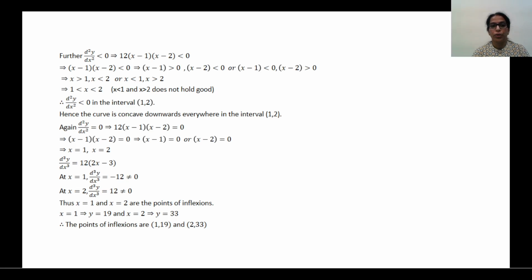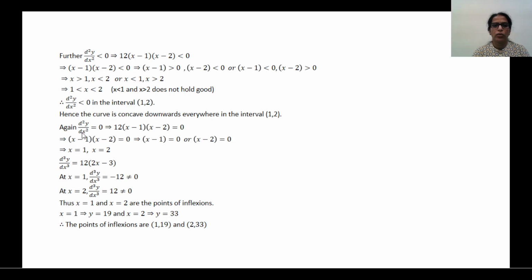I have already told you the definition or the condition for finding the point of inflection, that is d square y by dx square equal to 0 and d cube y by dx cube not equal to 0. So, now equate this to 0. So, you will have x minus 1 equal to 0 or x minus 2 equal to 0, which implies x equal to 1 or x equal to 2.